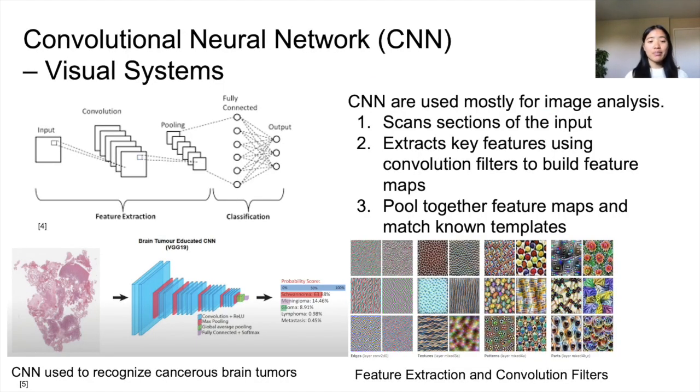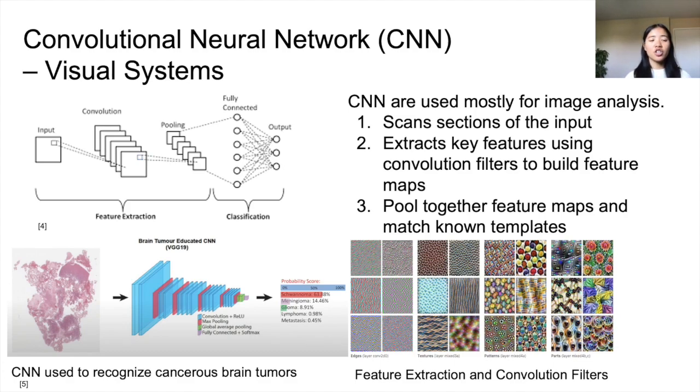A popular type of artificial neural network used for image analysis is called a convolutional neural network. Unlike the previous artificial neural network we saw that broke an image into individual pixels and analyzed each pixel individually, a convolutional neural network will look at whole sections of an image at a time, or look at multiple pixels at once, and try and extract key features using something called convolutional filters.